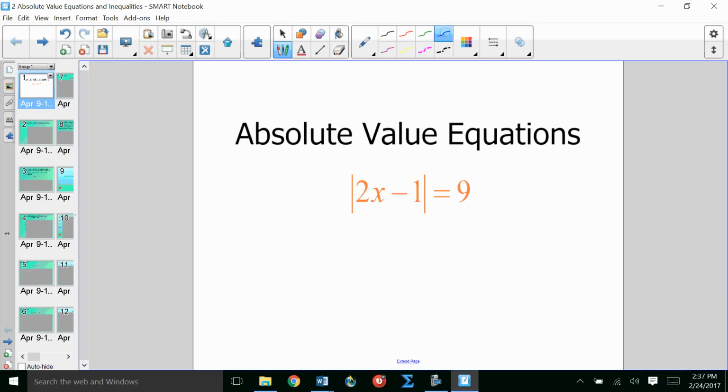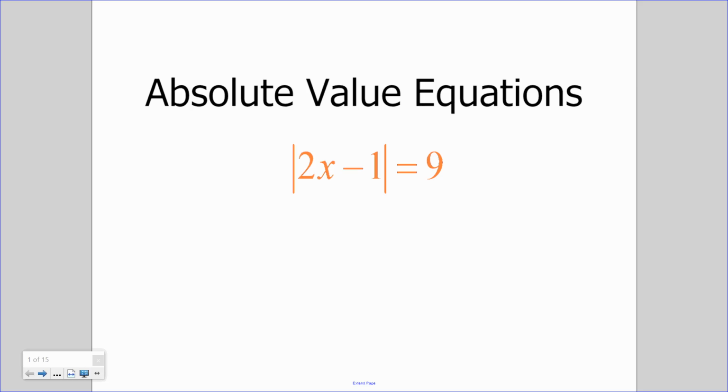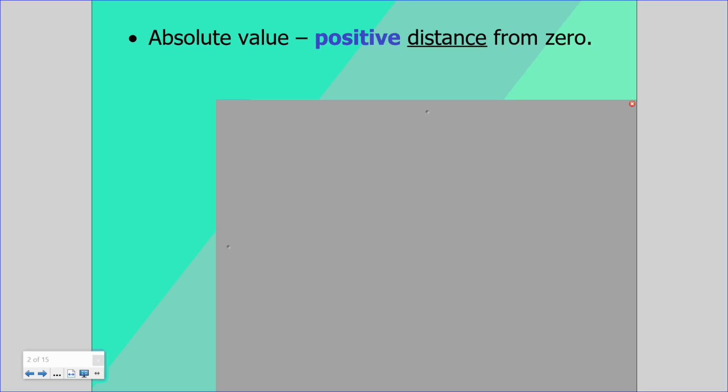Right, in this lesson, we're going to look at absolute value equations and absolute value inequalities in one variable. So here's an example of an absolute value equation. An equation means it has an equal sign, and it's going to also have an expression inside of the absolute value signs. So remember that an absolute value is a positive distance from zero.